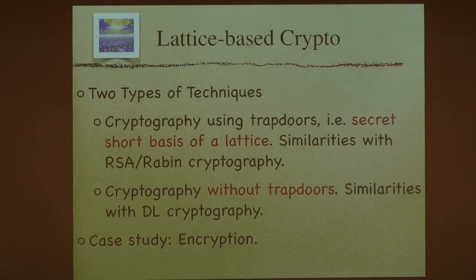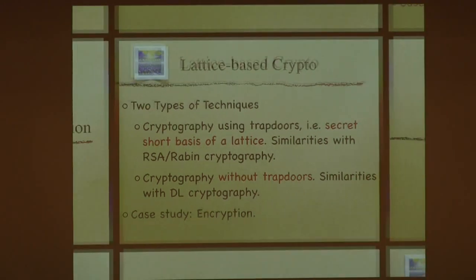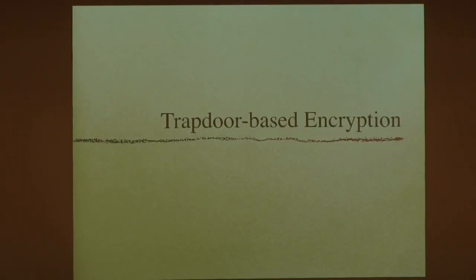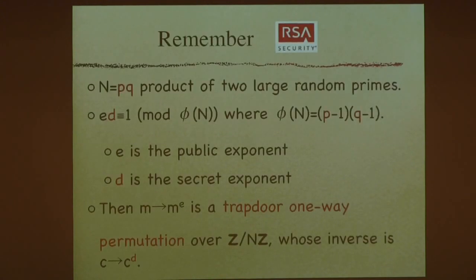So let me give you an example with encryption. And I don't have time to cover all the cases. I'm just going to restrict myself to basic public key encryption. So let's first start with trapdoor-based encryption. What is the first trapdoor-based encryption? That's RSA. And we get this.